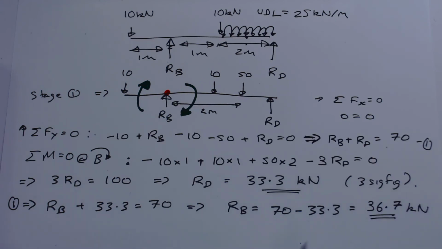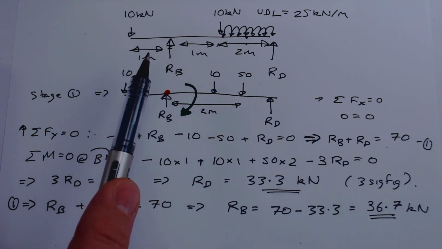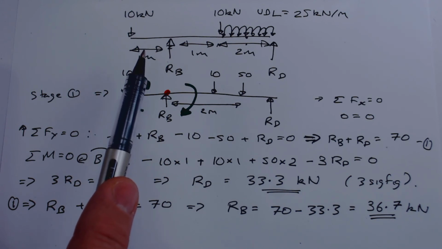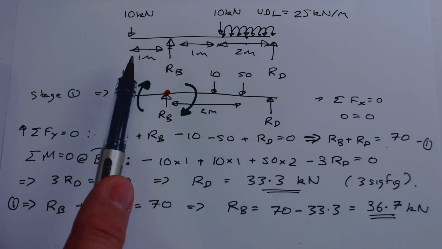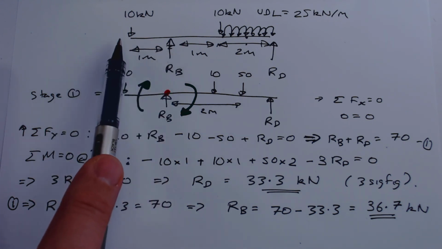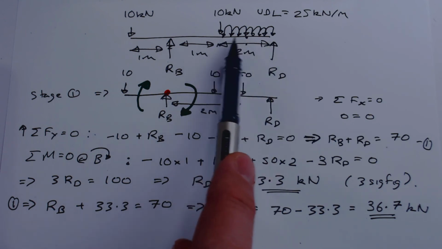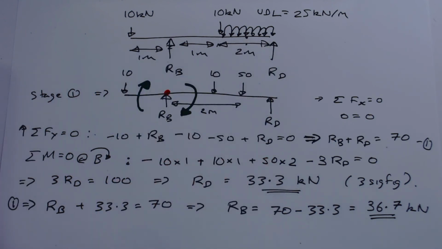Kilonewtons. Okay, so we're saying that RB is roughly a little bit more than what we'd expect at RD. Does that seem to make sense? Yes, I suppose it does, and we would have weight pushing down here, weight pushing down here, but we've got a lopsided UDL over to that side. So yeah, that seems to be a sensible answer.